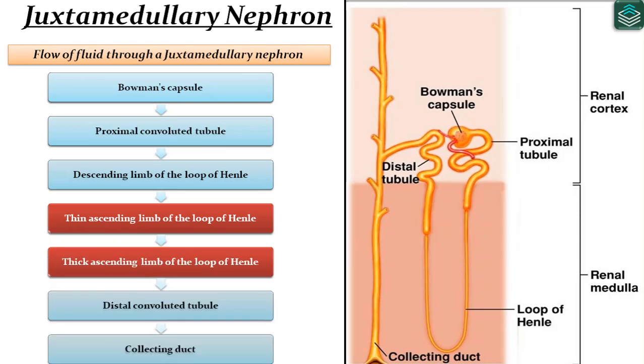So we understood the basic mechanisms of the cortical nephron and juxtamedullary nephron. So this video is all about parts and types of nephron.